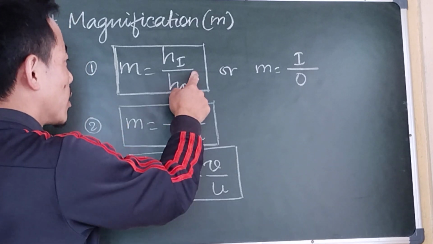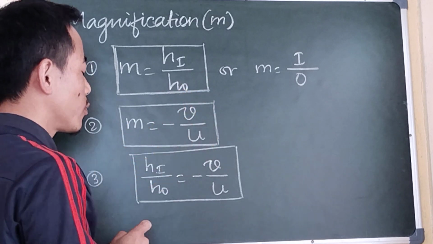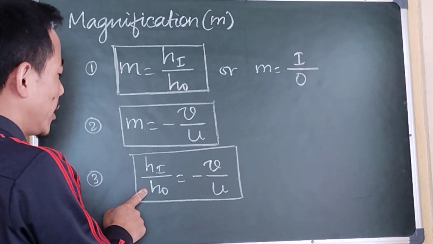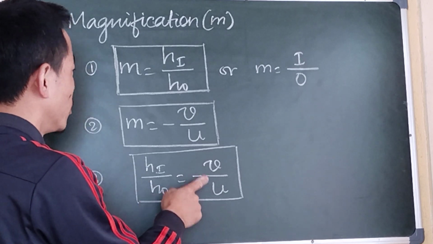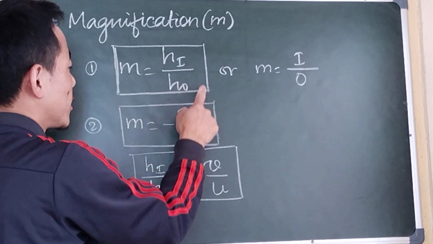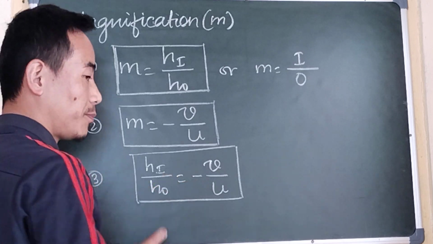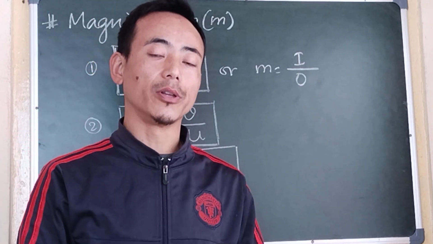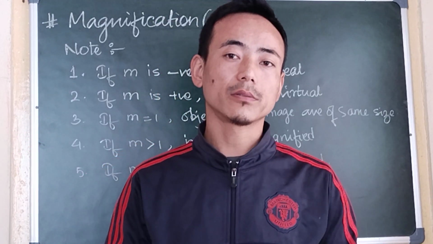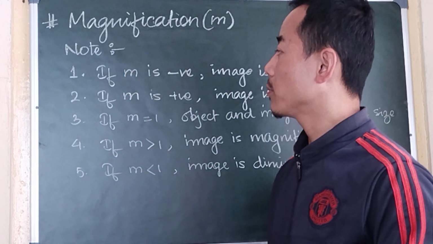And sometimes the combination of these two we have to use while solving the numericals. HI by HO is equal to minus V by U. Since the left hand side is equal, the right hand side has to be equal. So these are the three formulas. Now this is important, so you have to note this down.